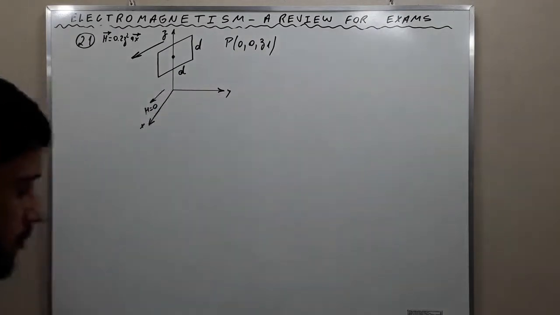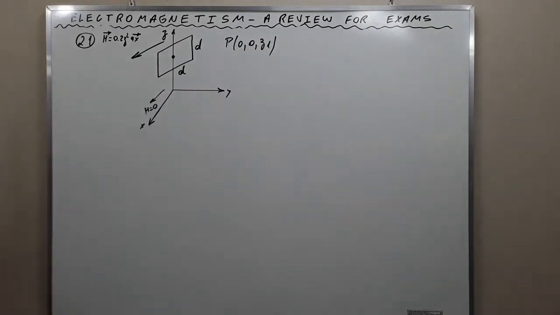Exercise 21. Suppose that a magnetic field equal to 0.2 z squared in the a_x direction for z greater than 0 and H equal to 0 elsewhere, as shown in the figure.